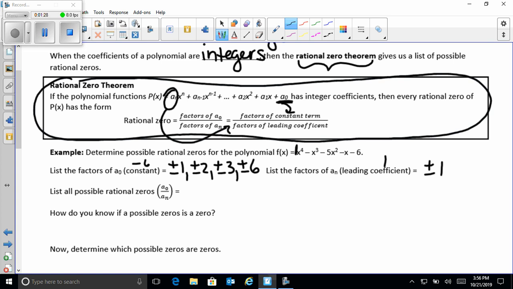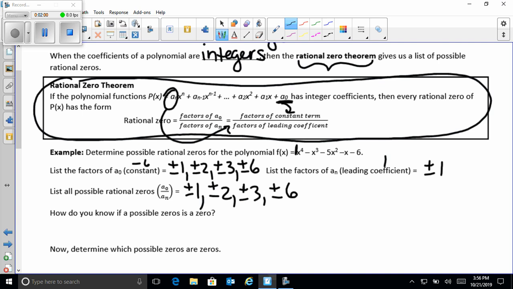So if we're looking at our constant factors divided by our leading coefficient, 1 divided by 1 and -1 divided by 1 is just going to be plus or minus 1. Positive 2 or negative 2 divided by 1 is going to be plus or minus 2. Positive 3 or negative 3 divided by 1 is going to be plus or minus 3, and the same thing with 6. Now, that was because we were dividing by 1, and that's simple.